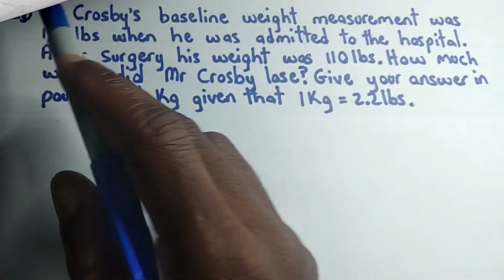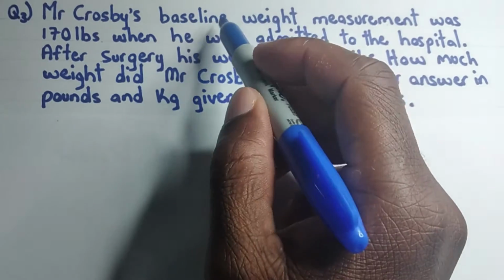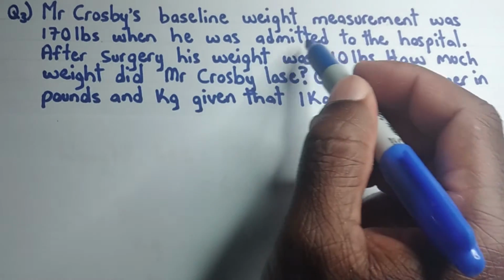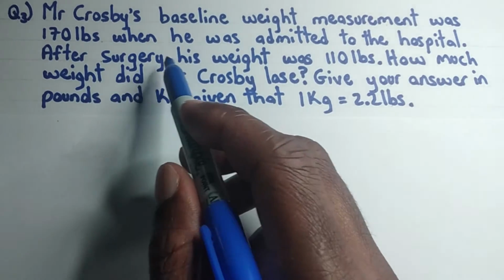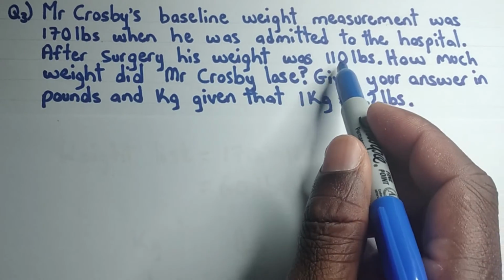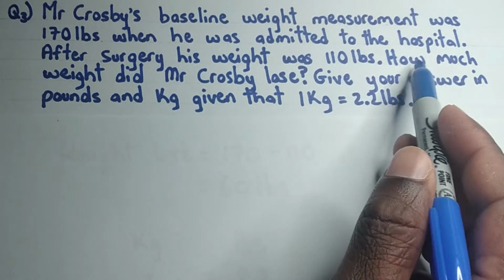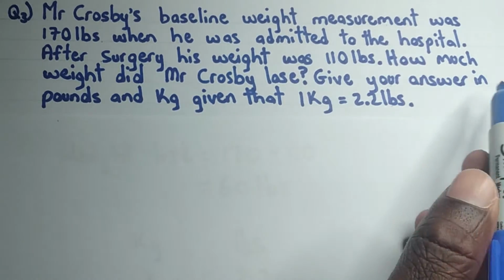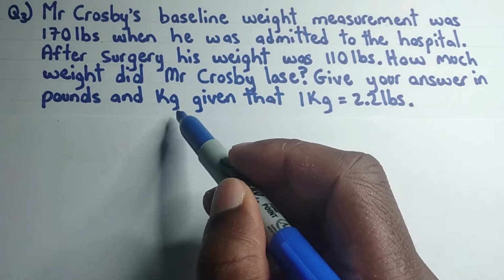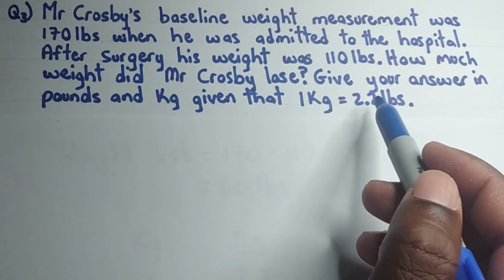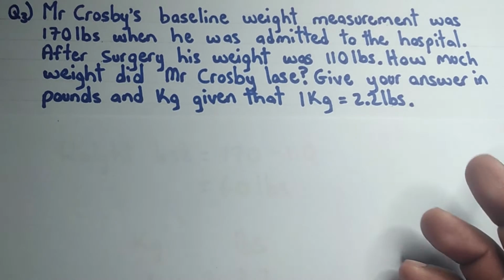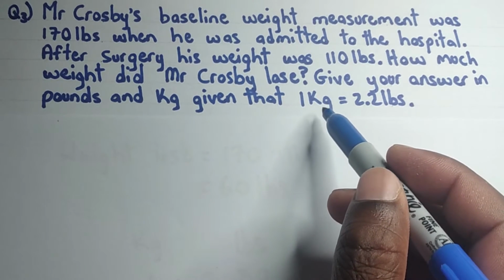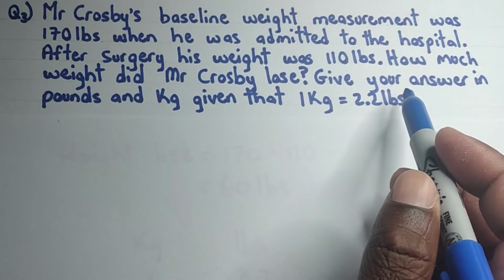All right, so here we have question 3. Mr. Crosby's baseline weight measurement was 170 pounds when he was admitted to the hospital. After surgery, his weight was 110 pounds. How much weight did Mr. Crosby lose? Give your answer in pounds and kilograms, given that 1 kilogram is equal to 2.2 pounds, all right? So they gave us some information there as it relates to the conversion of kilograms to pounds.